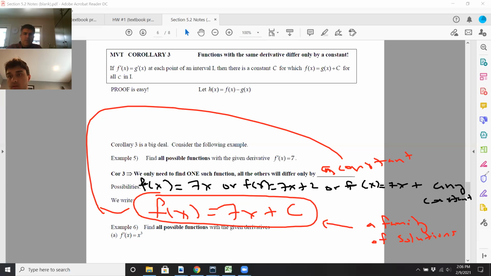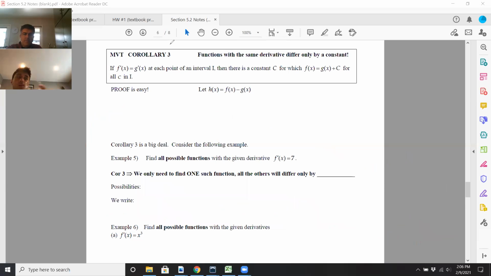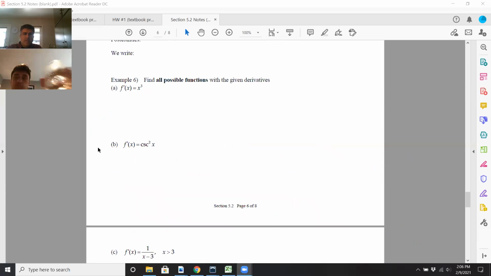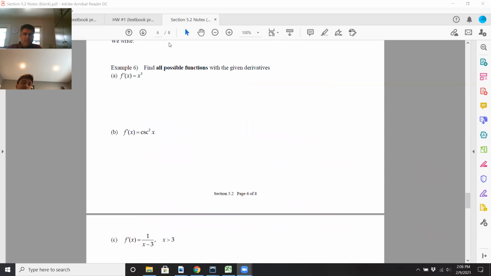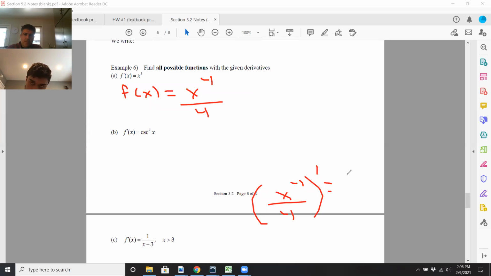Okay, so let's take a look down below. Find all possible functions of the given derivatives. Well, if you think about it, f of x will have to equal x to the 4 power over 4. How do I know that? Well, what's the derivative of x to the 4 over 4? It's going to be 4x cubed divided by the 4 there, and those 4's cancel.